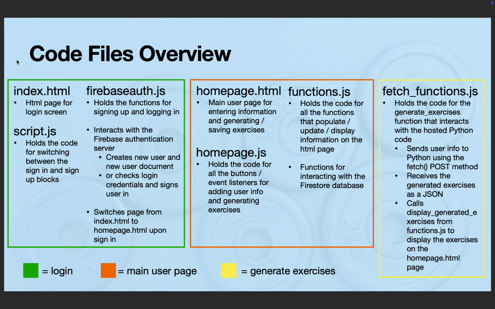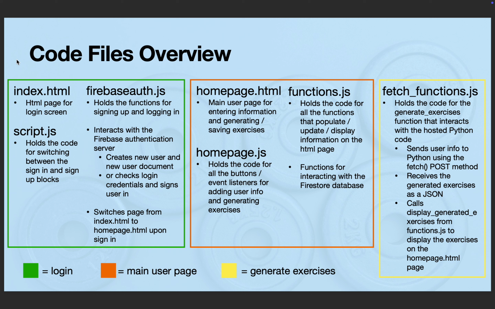So that was a lot. I won't go through each of the code files, but this breaks down the functionality of the code files into three largely separate functions. So there's the login code, where there's the index.html, that's the first page you see that has the login functionality. Script.js just holds the code for showing or not showing the sign up or the sign in page. And then firebase auth.javascript holds all the functions for signing in and logging in. It talks to the authentication tool.